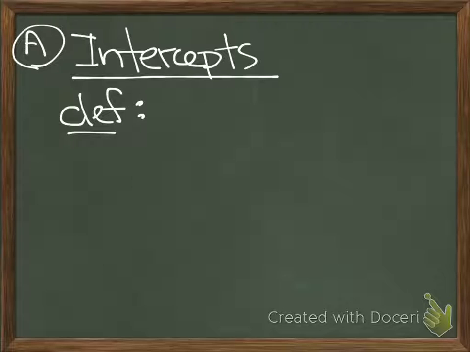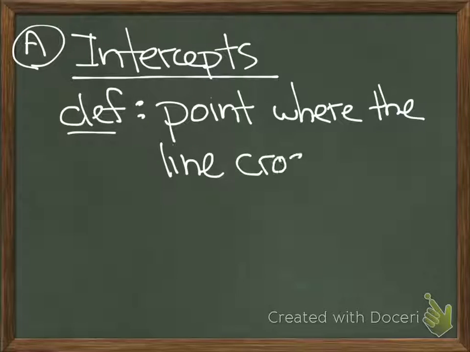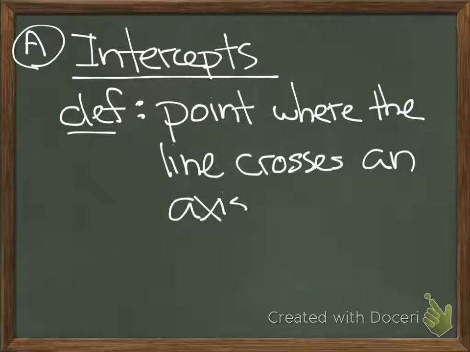What's an intercept? A point where the line crosses an axis, whether it be the x-axis or the y-axis. Okay. So an intercept for us is going to be a point where the line crosses an axis, be it the x or be it the y.